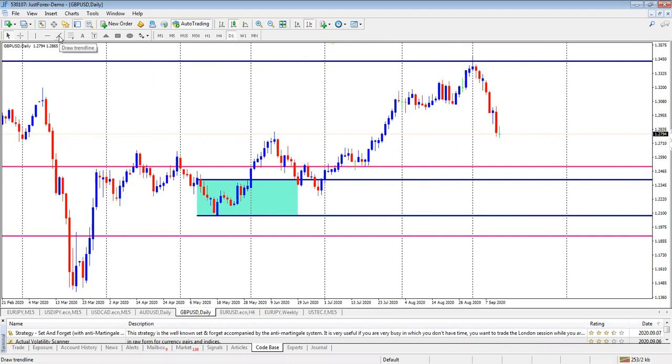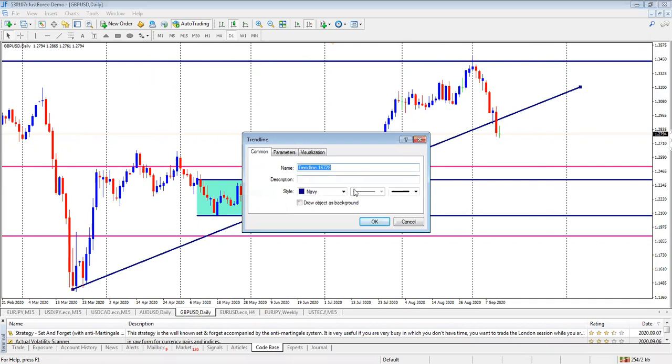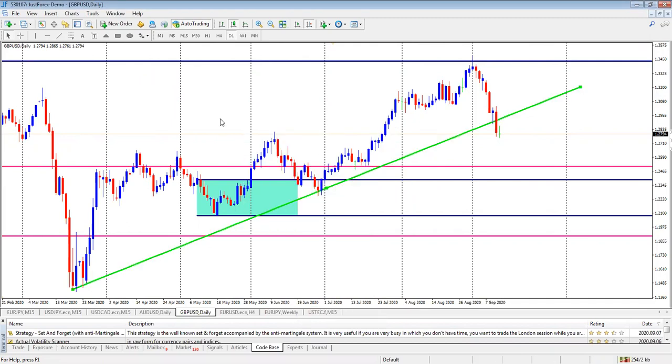Let us include a trend line here. A trend line is a diagonal form of support and resistance. So this one, we will take it as a support. I'll change the color to lime. Why is this a supporting trend line? It's because price touched it once, it touched it twice, and now it was touched and broken here.